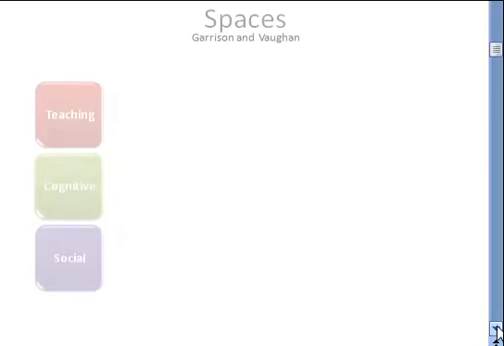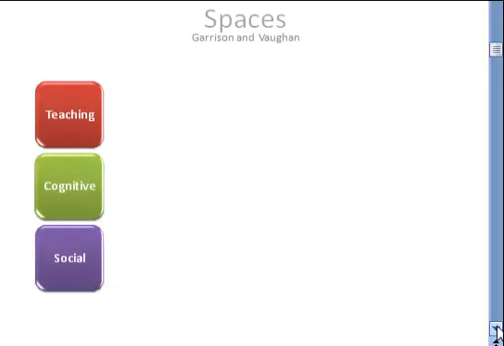And this relies upon the work of Garrison and Vaughan, who have done lots of work around the notion of blended provision, looking at the kinds of spaces that online students need in order to succeed and enjoy their learning experience. And they categorise these into three main types: teaching spaces, cognitive spaces, social spaces. So spaces in which to find things out from tutors, spaces in which to think and formulate and reflect, and spaces in which to network.